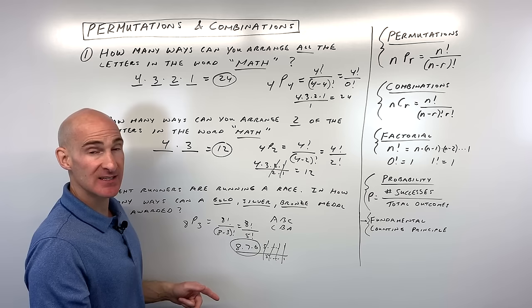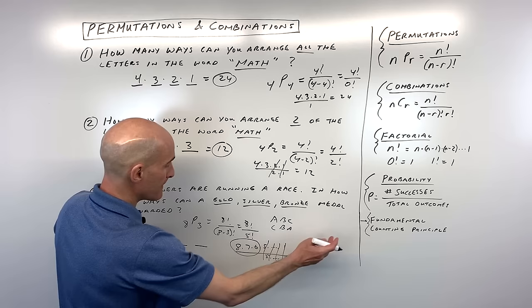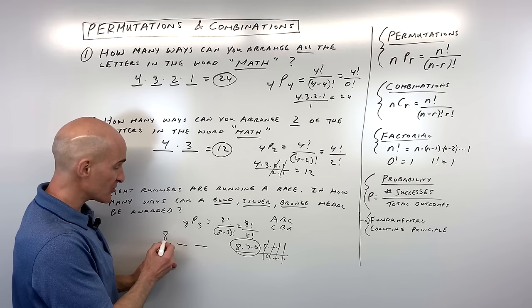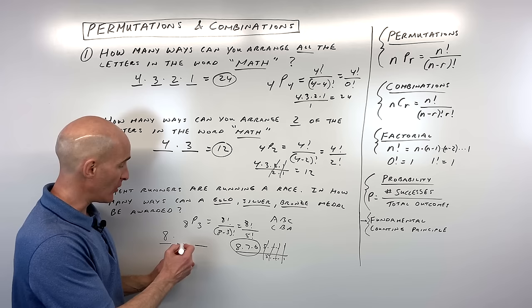fundamental counting principle here, we say how many ways are there to award a gold medal? Well, out of 8 runners, there's going to be 8 ways to do that. But once you award that gold medal, there's only 7 runners left to win that silver medal, right? 7, and then 6 left for the bronze. So 8 times 7 times 6, you can see we're getting the exact same result.